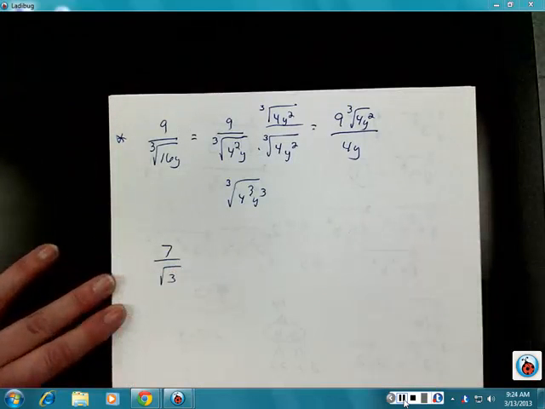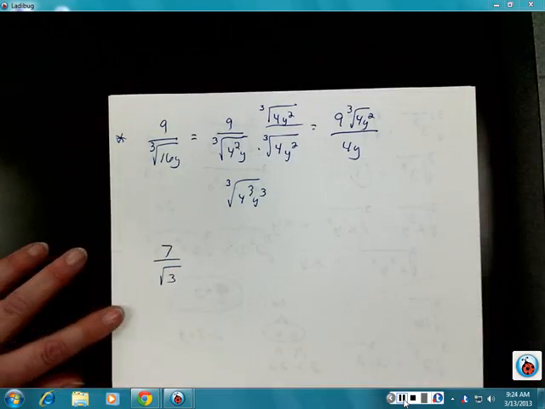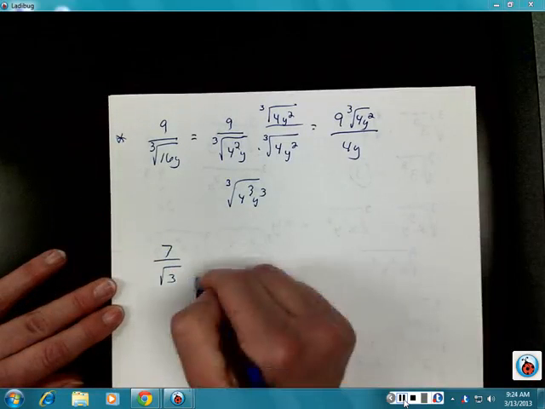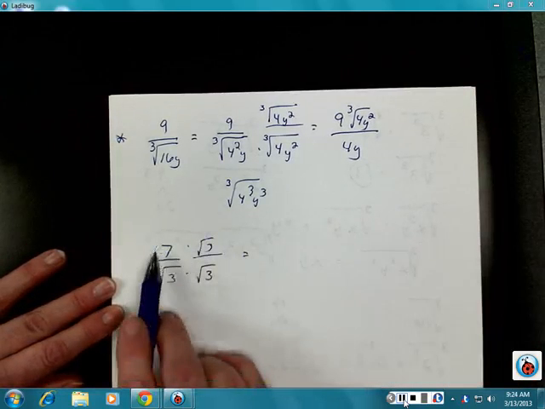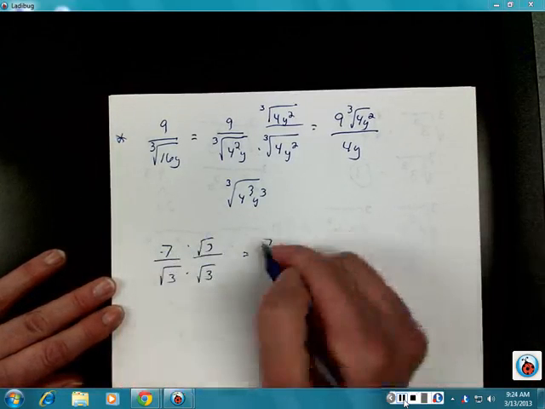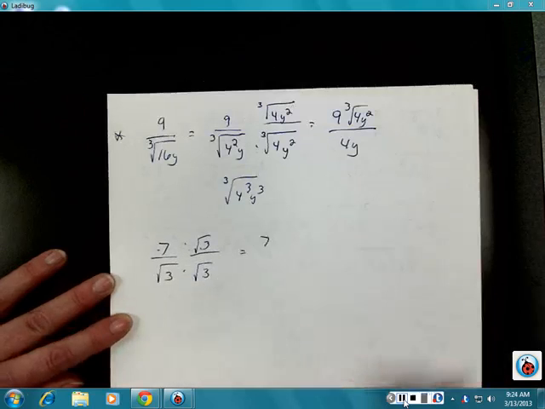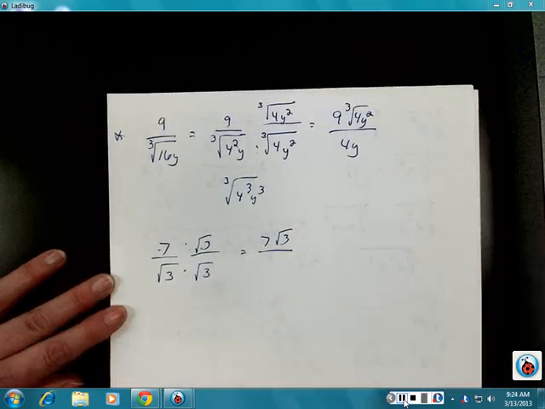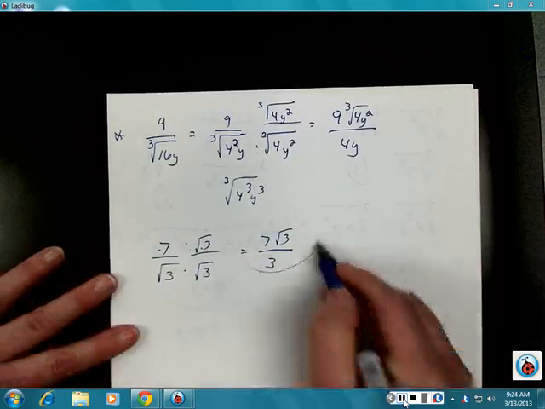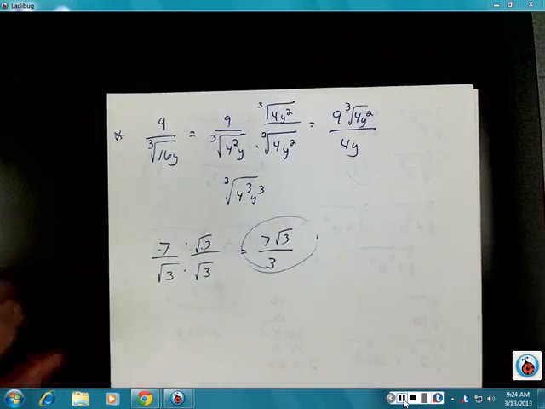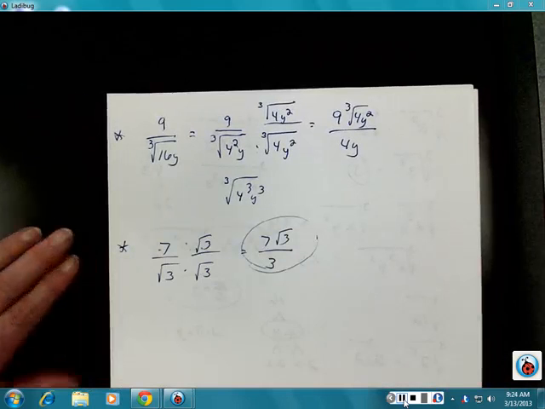7 over the square root of 3. What would I have to multiply top and bottom by? Square root of 3. And that simply is going to be 7 times 1 is 7, square root of 3. And in the bottom, I'm just left with a single 3. So in that case, there isn't anything there to work with.